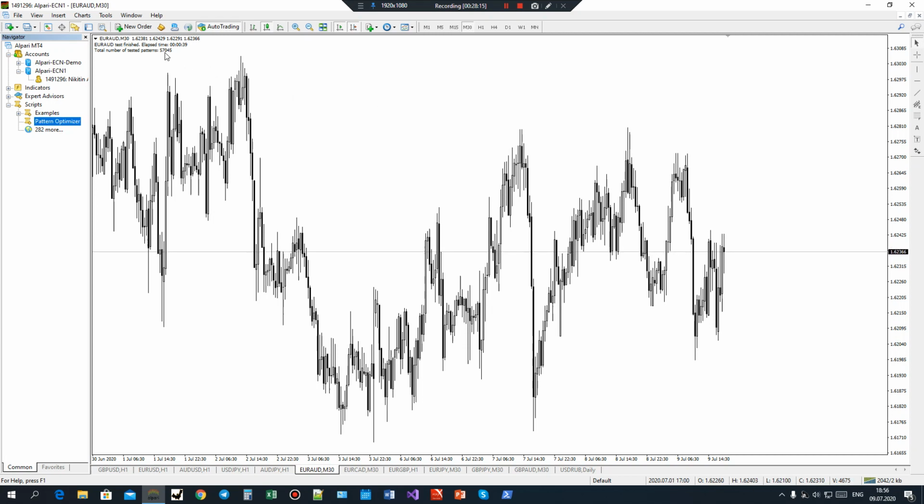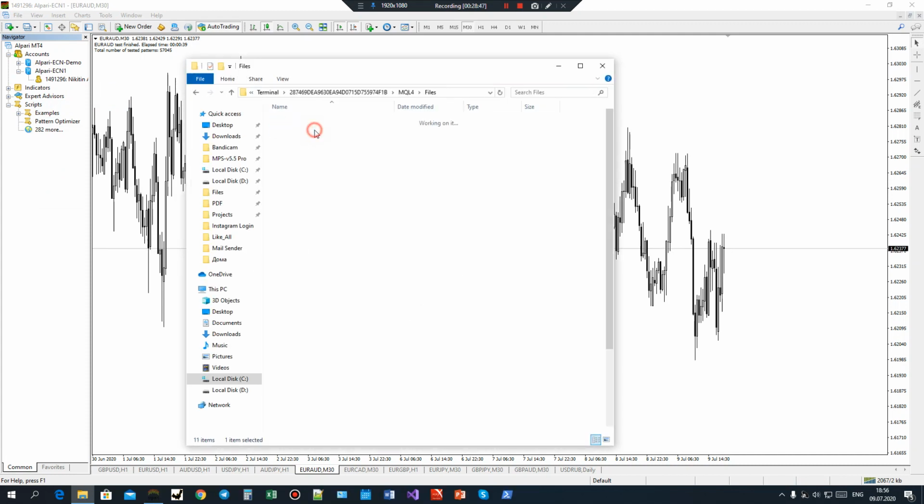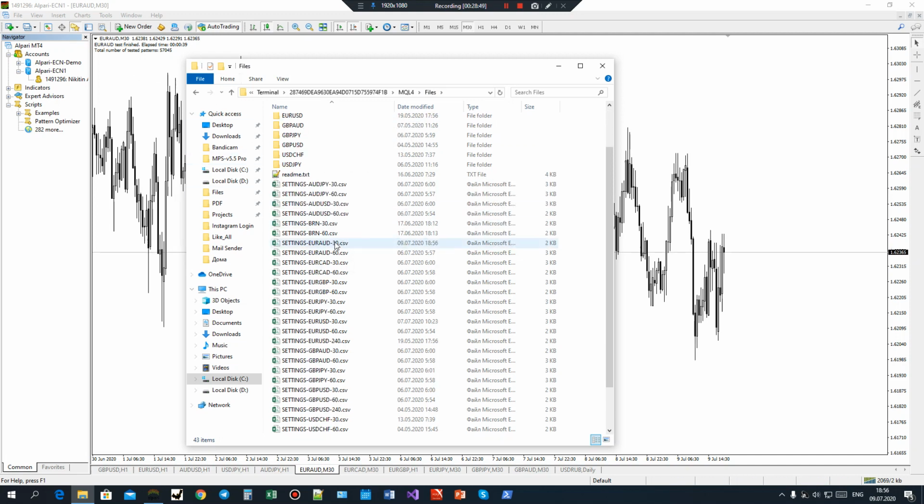So 57,000 patterns analyzed. You see the pattern variations. 39 minutes. Not a very big number of patterns, because lots of them were filtered out of 3 million possible pattern variations. Okay, now let's go to the file that was created. So we go to open data folder, go here, and go to files. And what is it? EURAUD OC 30 minute.